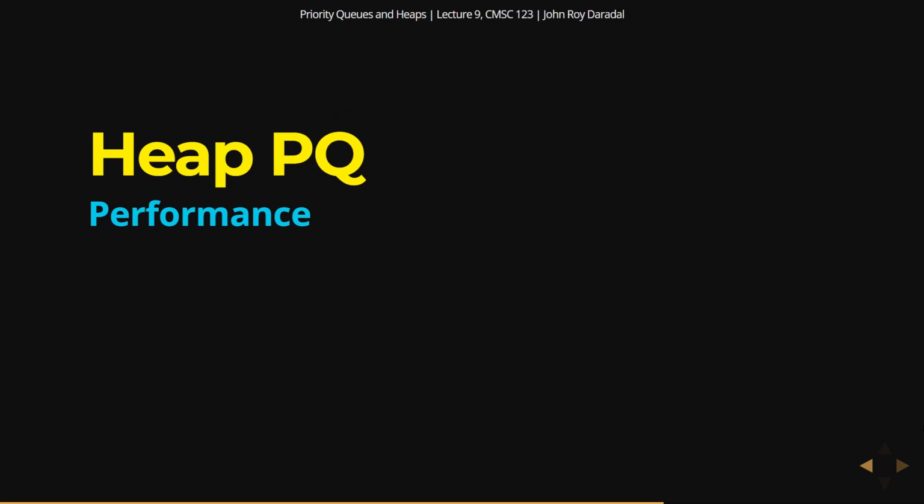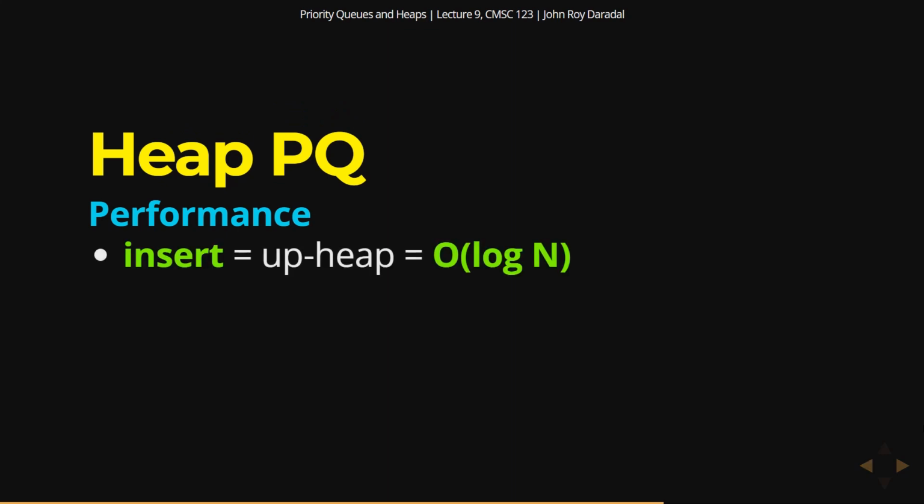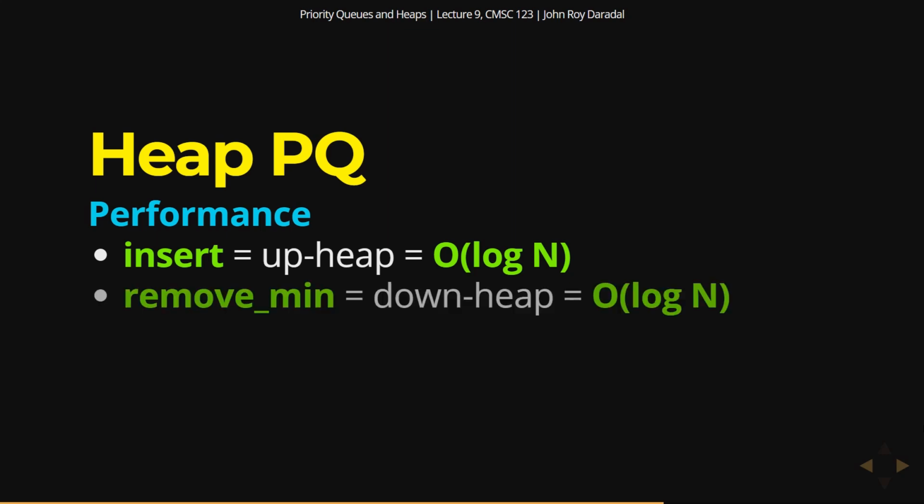Now, for the performance of the heap priority queue, insert will run in O of log n because it uses the up heap algorithm. Since heap insertion runs in O of log n, that would also be the running time for priority queue insertion. And then for remove min, since removal in heap runs in O of log n because of the down heap algorithm, remove min will also run in O of log n.